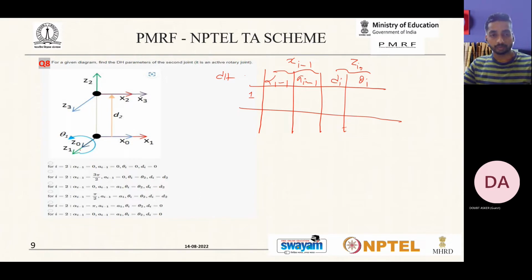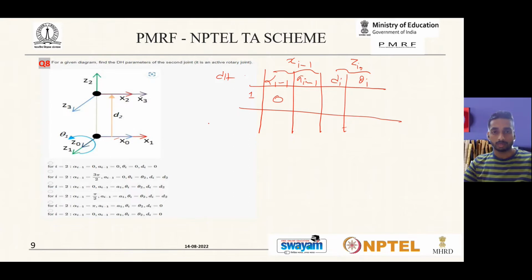Z1 is parallel to Z2, or rather it's coinciding, and X1 is here, right? So we have to check the angle from Z0 to Z1 along X1. We can see along X1, both are coinciding. So alpha i minus 1 is 0. Now a i minus 1 is the distance between Z0 and Z1 along X1. There is no separation between Z0 and Z1, so this is also 0.